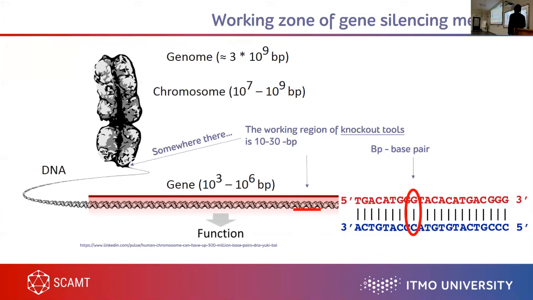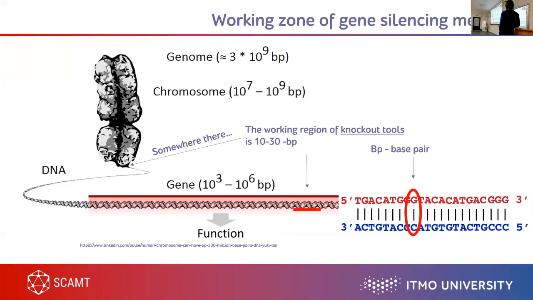And it is illustrated here. The double-stranded DNA has two strands, and therefore we evaluate its size in base pairs. The gene is big, but if we work with the gene using knockout tools, we will affect only a little area, from 10 to 30 base pairs. It's very low in comparison with the whole gene.